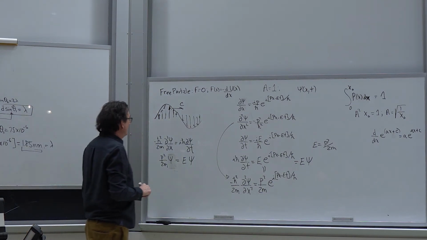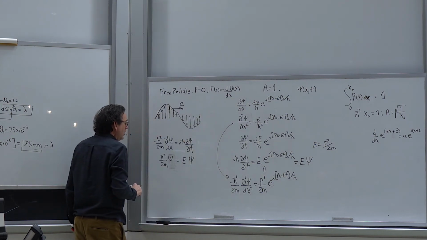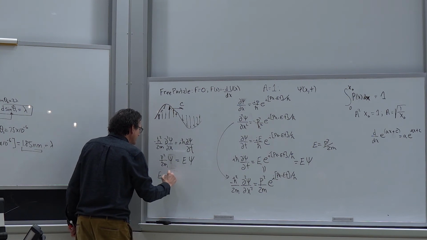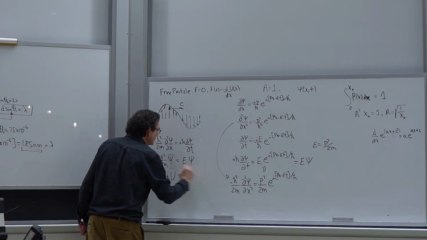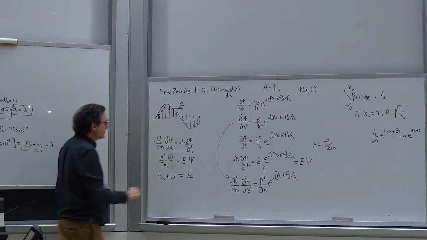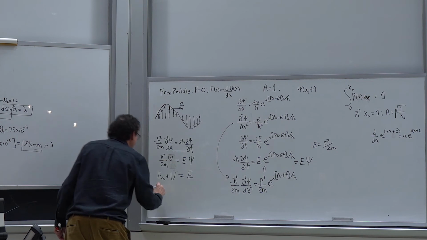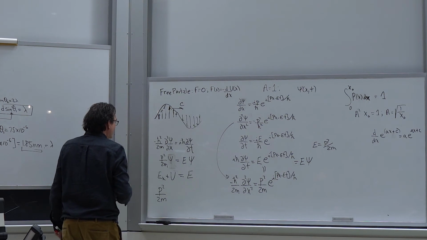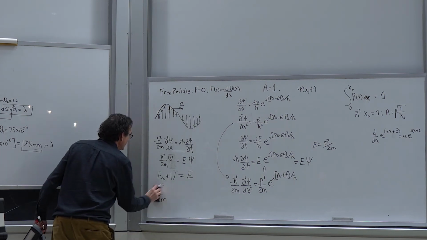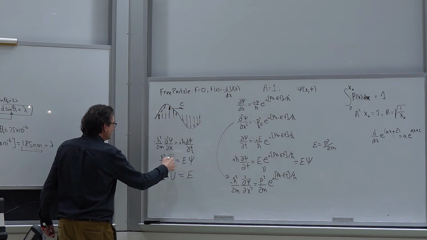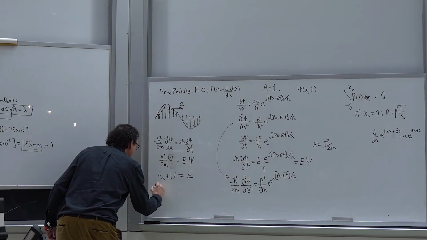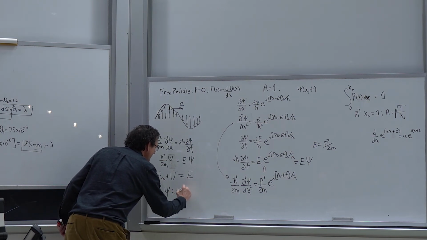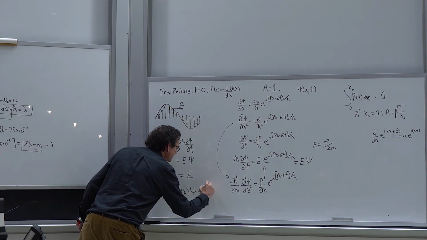But what it now allows me to do is say, if I want to put a force term in here, one thing I know is that kinetic energy plus potential energy is equal to total energy. So let me insert a potential energy term in here, and I'm going to add it to this side. This is the kinetic energy term, so this is p squared over 2m times psi plus U of x times psi is equal to E times psi.